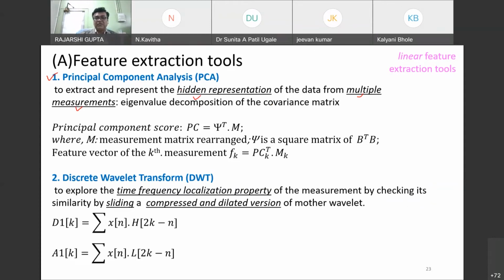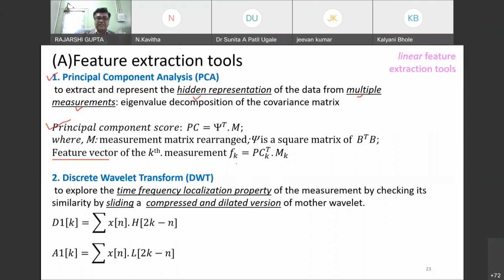The most common approach of PCA is eigenvalue decomposition of the covariance matrix, by which we get some principal component scores. If you project your data matrix, the taken data measurements, on these individual principal components, then you can get the feature vector. This feature vector can be fed to the classifier.